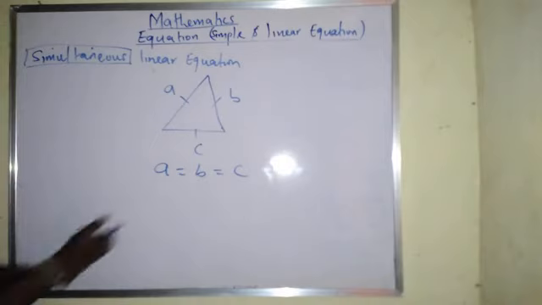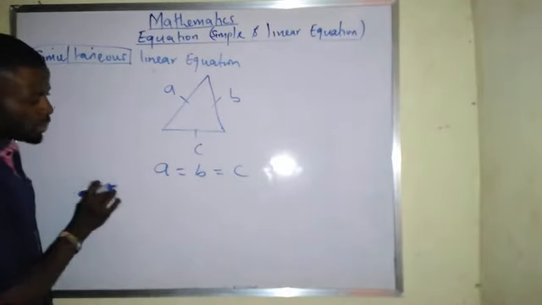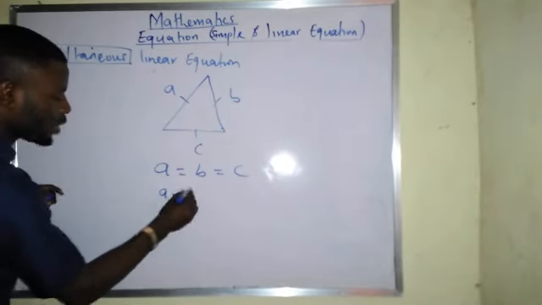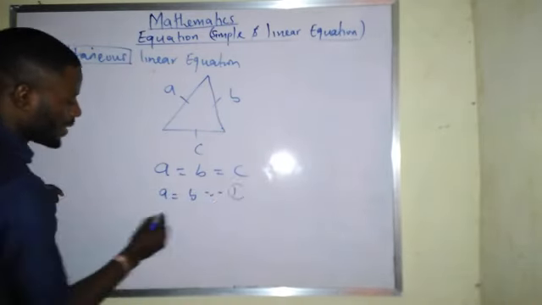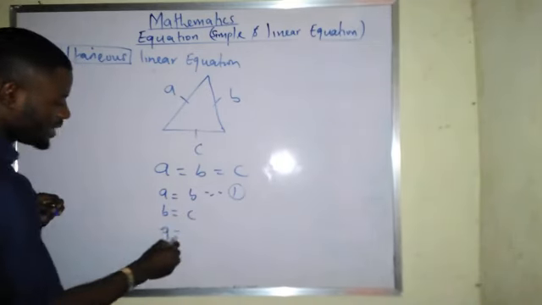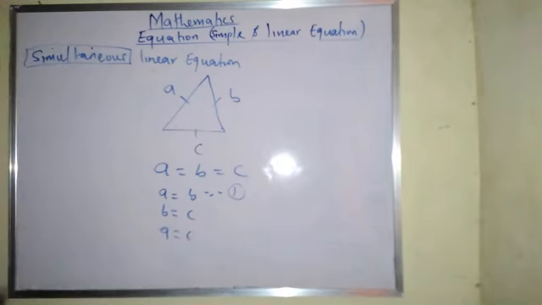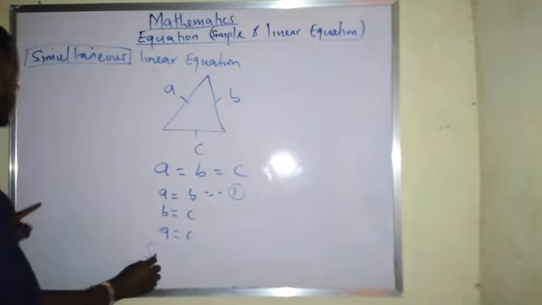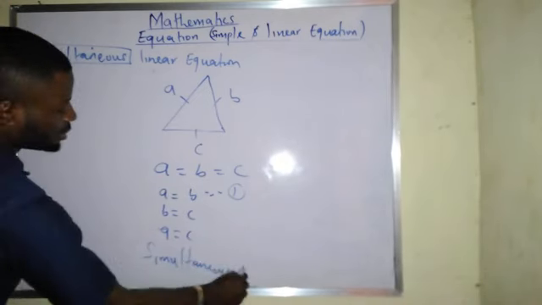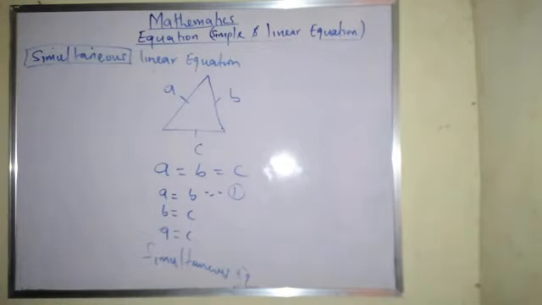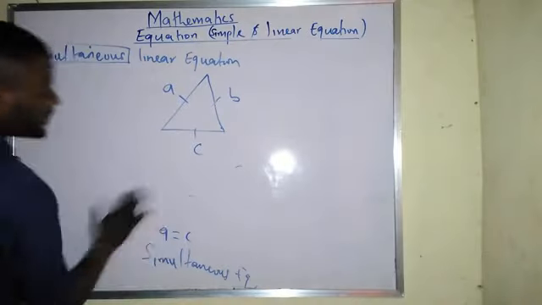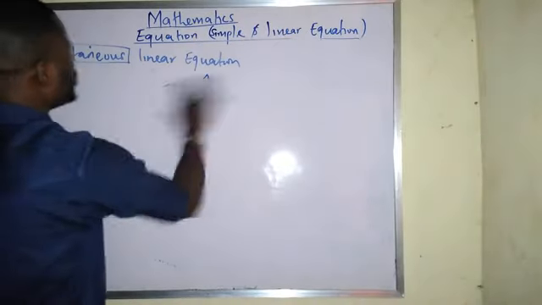Now, can you see my statement is telling us that there are two equality signs here. Equality sign 1, 2. It means A can be equal to B, equation 1. B can be equal to C, and also A can be equal to C. These are the given equations. At this point, we call it a simultaneous equation. Please take note of that. When you have two or more statements with equality signs, it becomes a simultaneous equation.